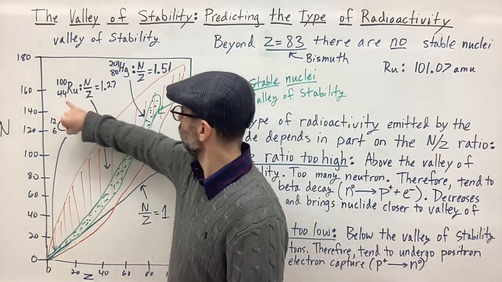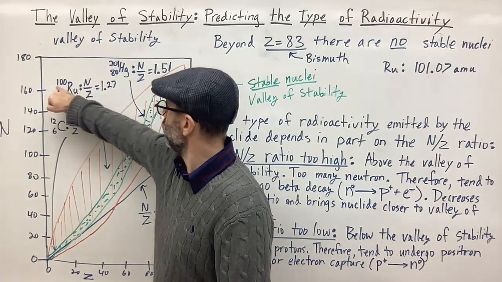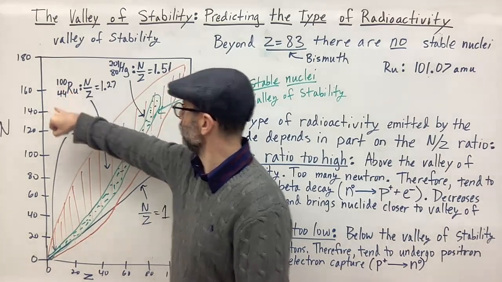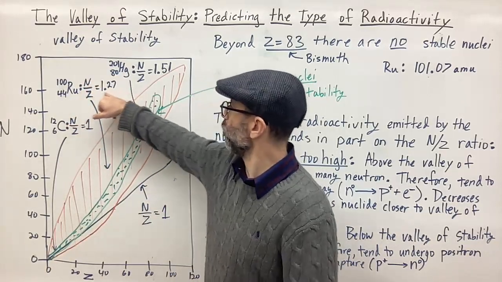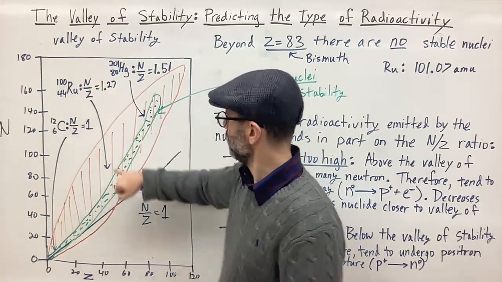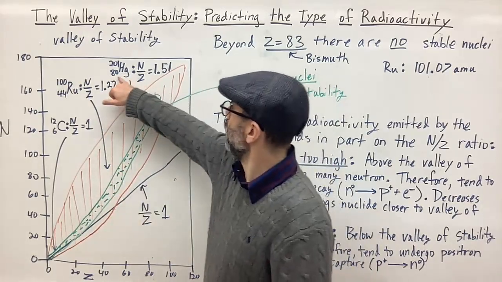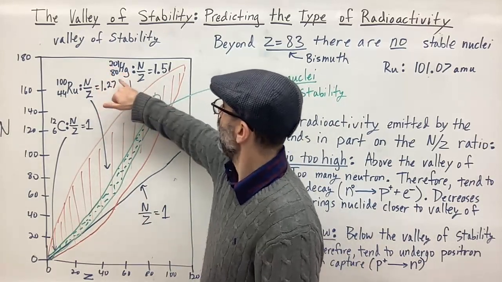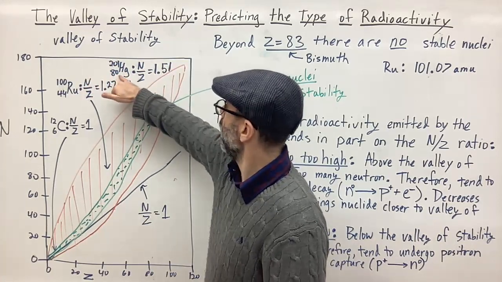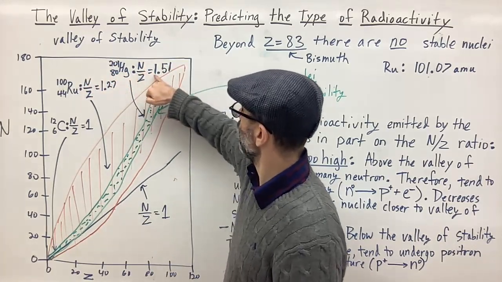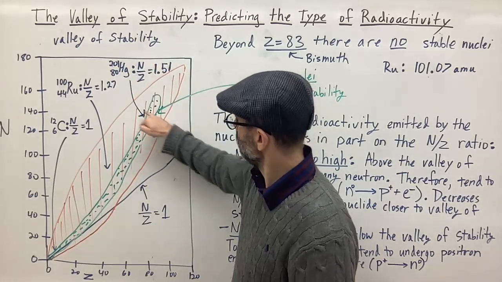So here we have an example of ruthenium 100. So this is a mass of 100. It has 44 protons. And so the ratio of neutrons to protons is a little bit more than 1.27, 1.28. And so it's in this area here. And then finally, mercury 201 has 80 protons and about 121 neutrons. So the ratio here is about 1.51 neutrons to protons. And so it's up here somewhere.